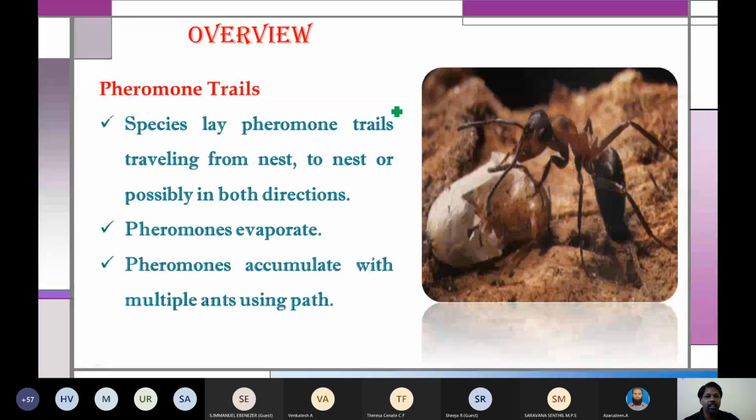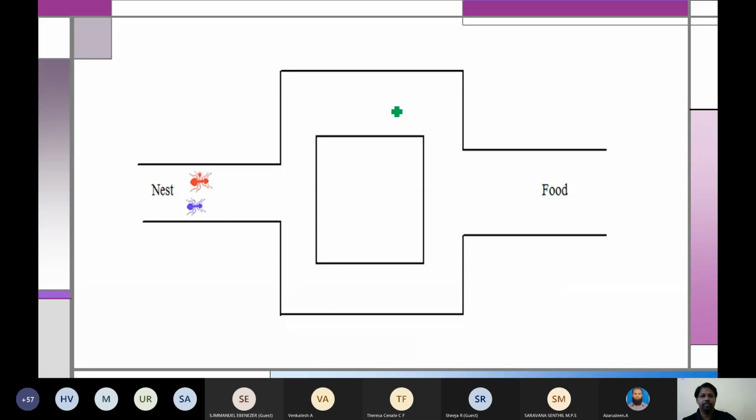Now let me tell you how it is happening. Then we'll see what ACO is. Consider that I have a nest. One important thing is that if you understand the basics of ACO, then it's very easy to write the code and solve problems. But if you are simply looking at the equations and solving them, it's very tough to understand. So I'll take one more analogy.